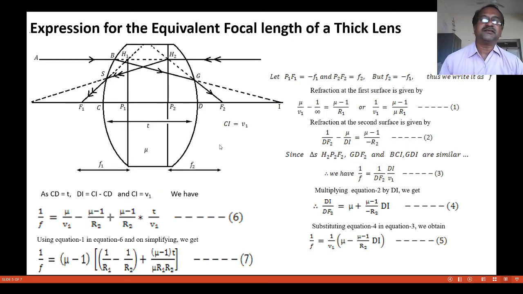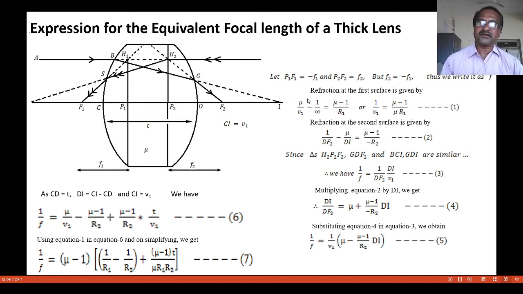Now, let us find the expression for the equivalent focal length of the thick lens. Looking at this diagram, let P1F1 be equal to f1. P1F1, the focal distance here, should definitely be minus, and P2F2 is plus, but f2 is equal to f1. Quite naturally, in the normal way, we write it as f.